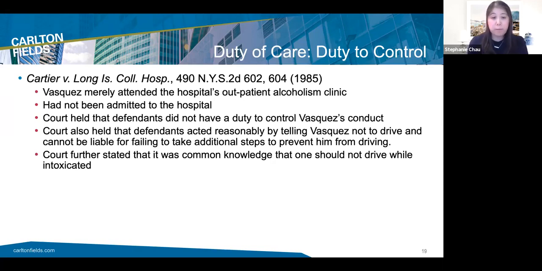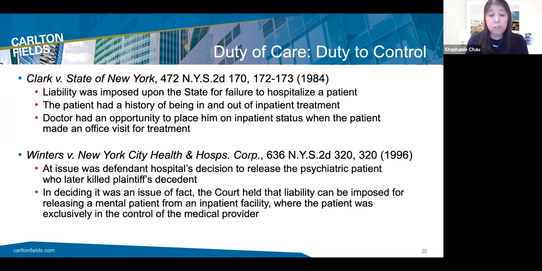And then on the next slide, I've put up another example of, again, a voluntary outpatient program. But here, the defendant did have a measure of control over the patient's actions. And so liability was imposed upon the state for, this time, failure to hospitalize a patient. The patient had a history of being in and out of inpatient treatment, and the doctor there had an opportunity to place him on inpatient status when the patient made an office visit for treatment.